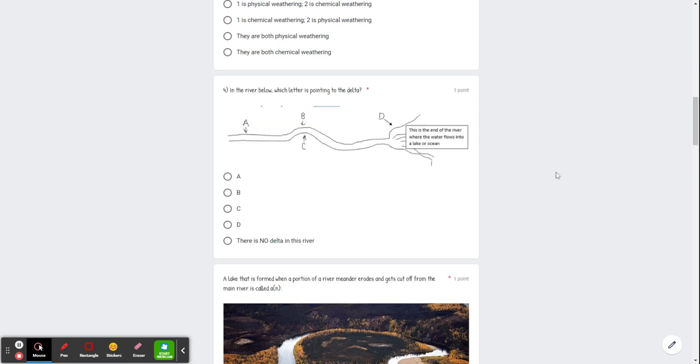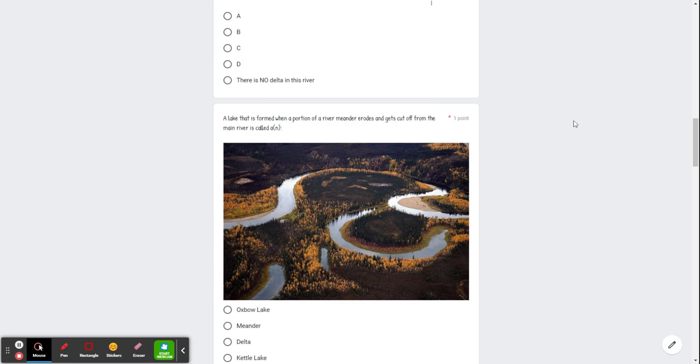Number 4, in the river below, which letter is pointing to the delta? So here we have our river opening, the start of our river, and this is the end of the river where the water flows into the lake or ocean. Which letter is pointing to the delta? A, B, C, or D, or there is no delta in this river?